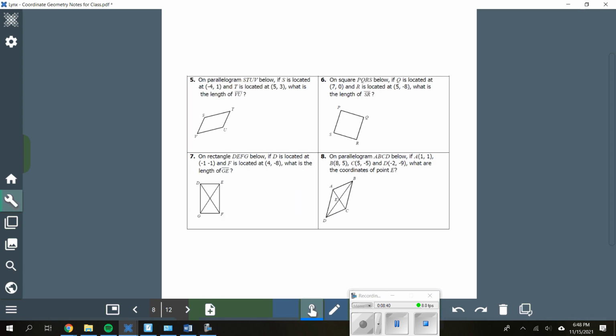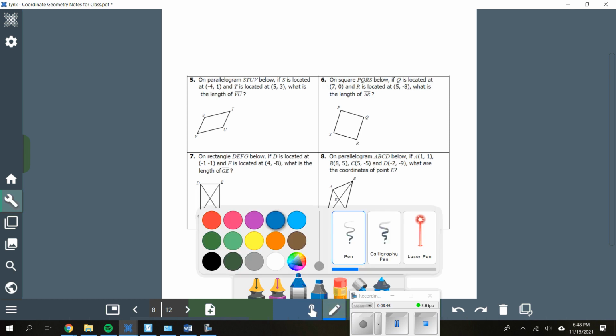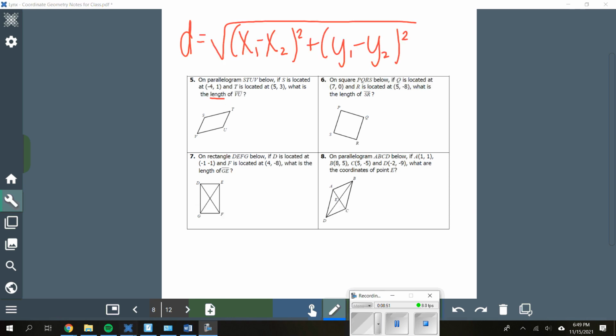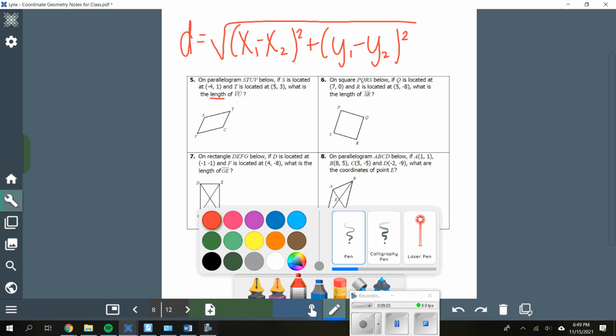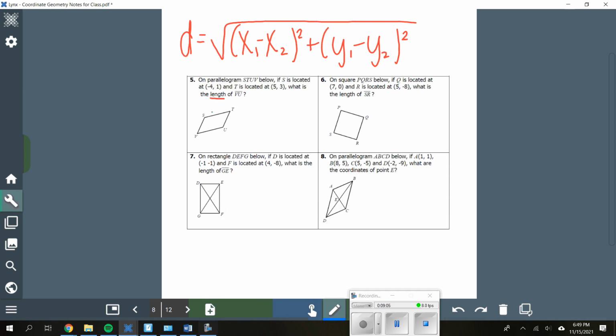On a parallelogram, we are asked to find the length. So my length is my keyword here. When I hear length, I want to think distance. All right, so we are most likely just going to see if things are the same length or not. So we are given the coordinates of ST. We're asked to find VU. Remember, opposite sides of a parallelogram are congruent. So if I know ST and I find the length of it, it's going to be the length of VU as well.